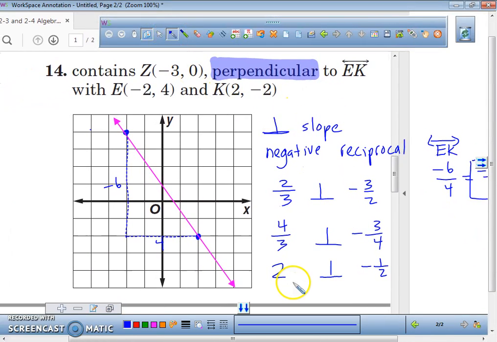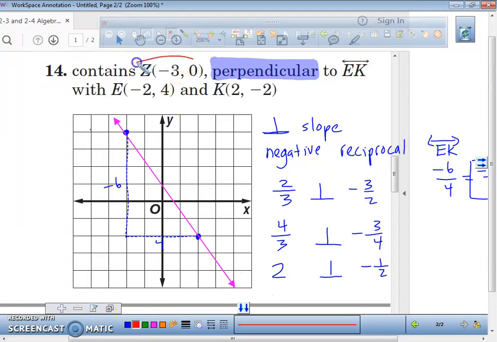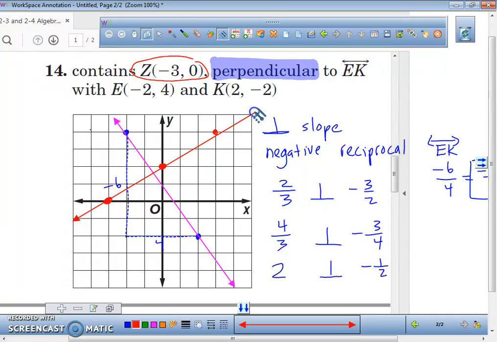But what point are we going to apply it to? Somebody said Z. Right, so we got to apply it to this point right here, which is at negative 3, 0. How do we apply the slope? Give me instructions. Up 2 to the right 3. Up 2 to the right 3. And then and only then have you created a perpendicular slope.